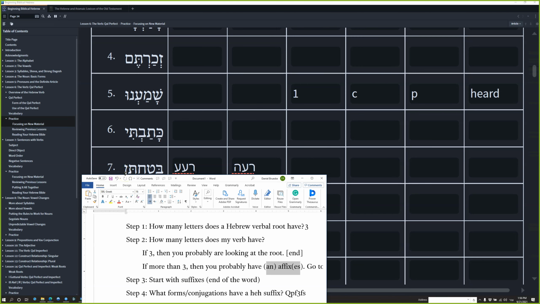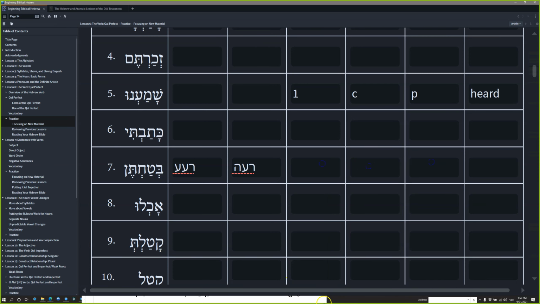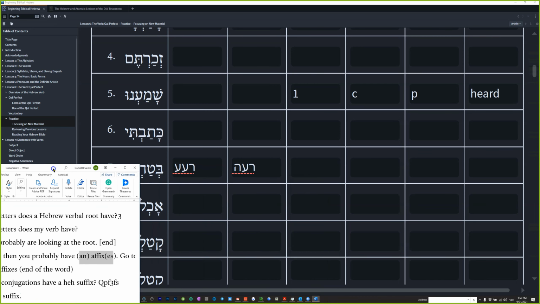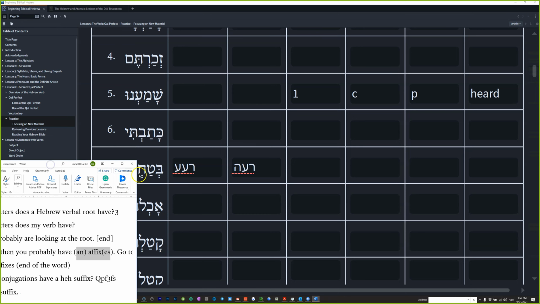Well, I didn't learn any that add just a noon, but I did learn one that adds a tav segol noon, and that is the Qal Perfect 2FP. All right, so if this is the Qal Perfect 2FP, then all I have to do is take that suffix off, and I'm left with my root here, batach. Now, never mind the fact that I've got a shewa here, and that wasn't part of the form I memorized. I'm just looking at the letters right now. Batach.